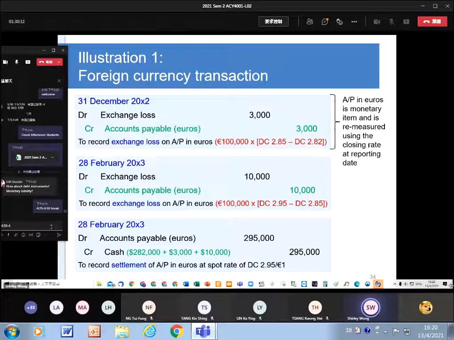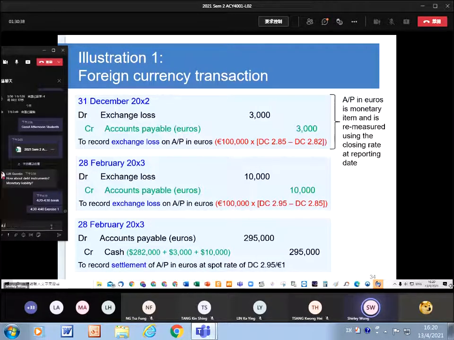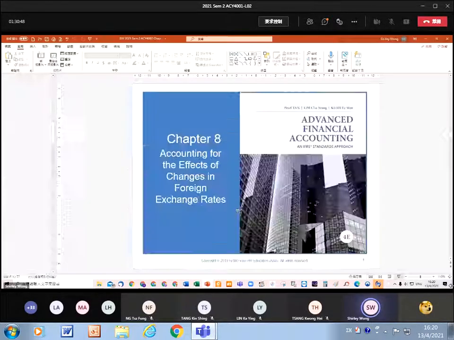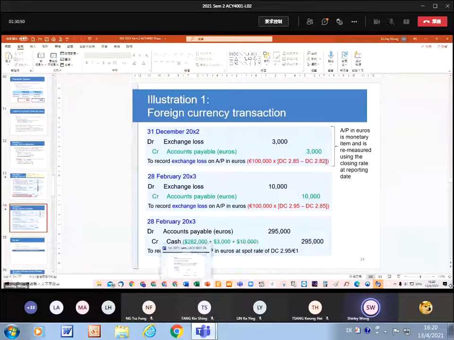So from 4:30 to 4:40, you need to do exercise 1. And I will go through exercise 1 a little bit. For exercise 1, totally we will have 4 journal entries. We will have 1 journal entry on the transaction day, and then 1 entry at year-end day, and then 2 entries at the settlement day.